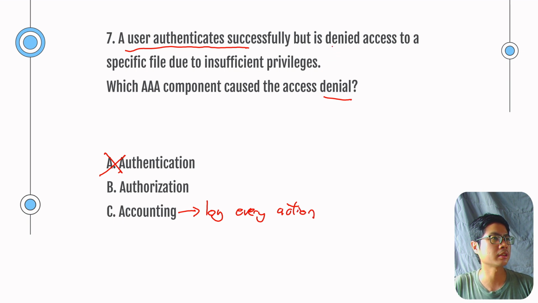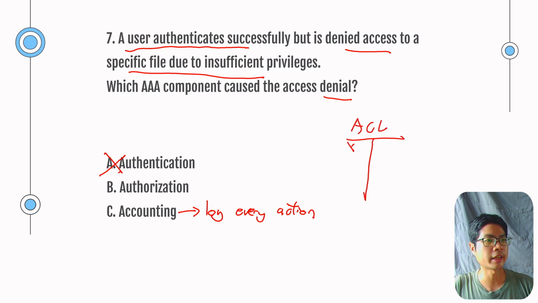So how does it work here? The user is denied access to a specific file due to insufficient privileges. Again, if you look at the ACLs, I'll draw the same table. X has access to, let's say, finance, and Y has access to HR. Currently X has authenticated successfully. This is good. But he's trying to access something that he doesn't have access to. For example, he's trying to access HR, and he's not a member of the HR department, and that causes the denial to happen. So this is authorization here, B.